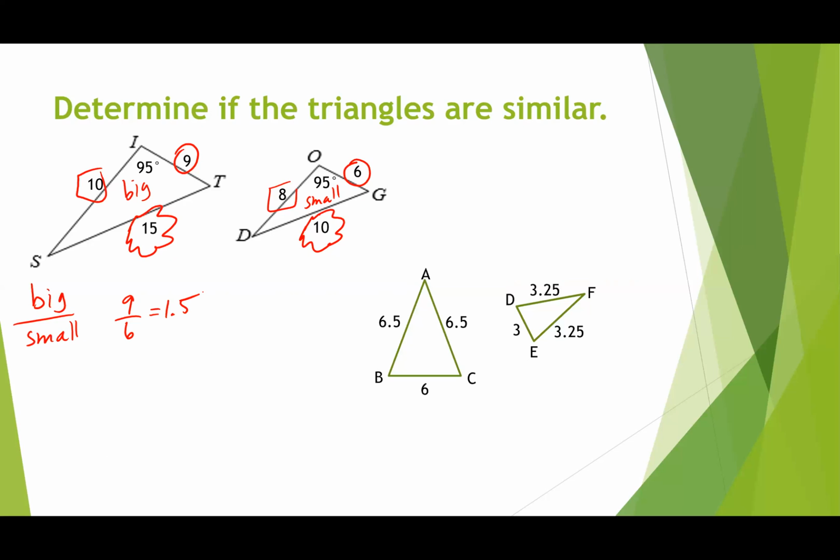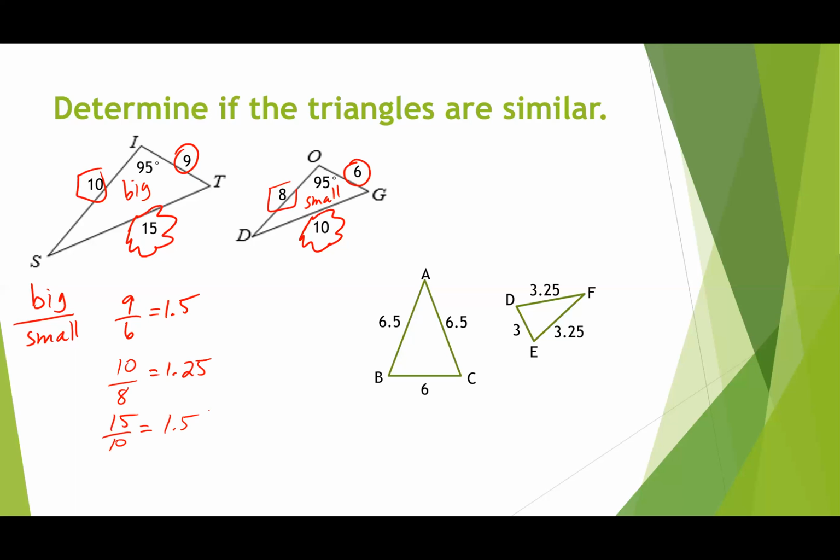Now we have to check our other two pairs of sides. So again, we're taking the big measurement and putting it over the small measurement. So now I'm going to take the medium sides from each. I'm going to do 10 over 8. 10 divided by 8 is 1.25. Now I'm going to do the last pair of sides. I'm going to do 15 over 10. And so 15 over 10 is 1.5.